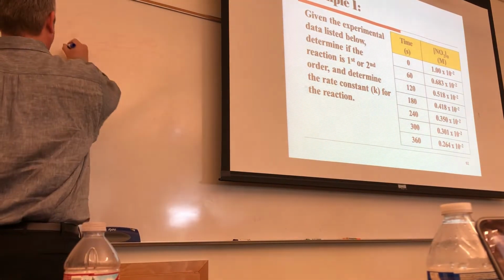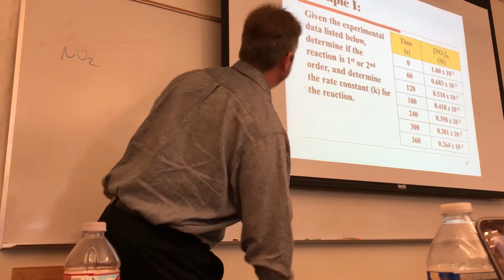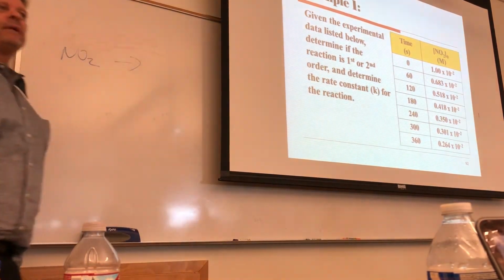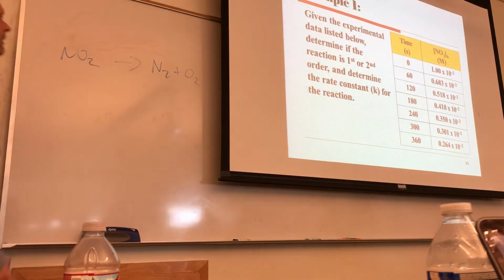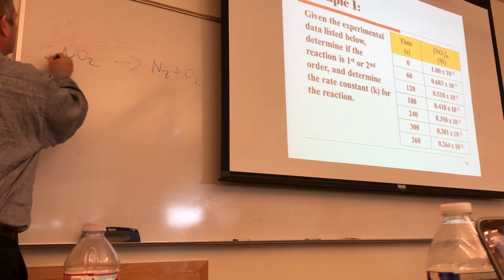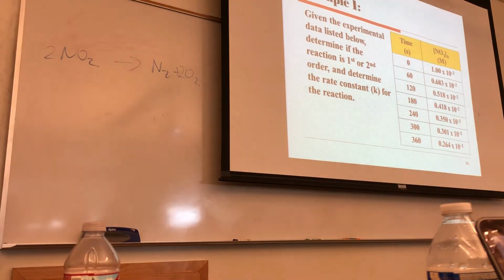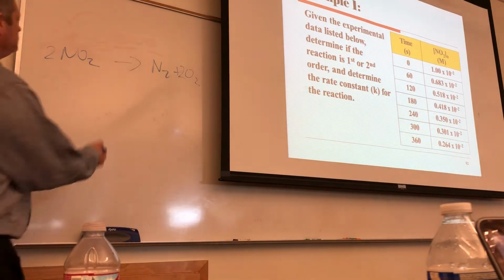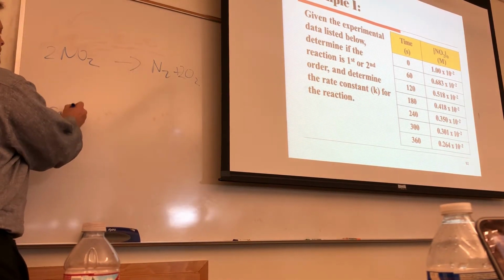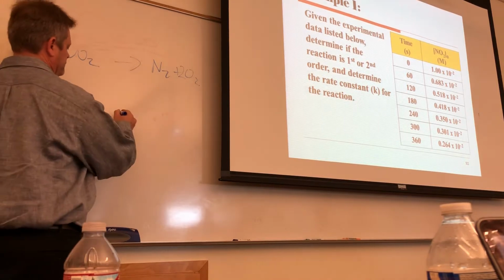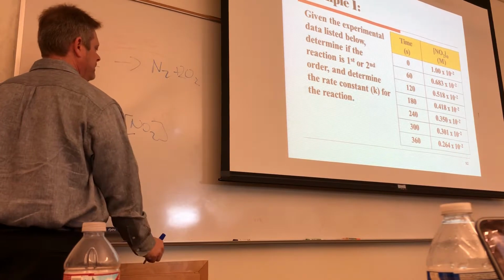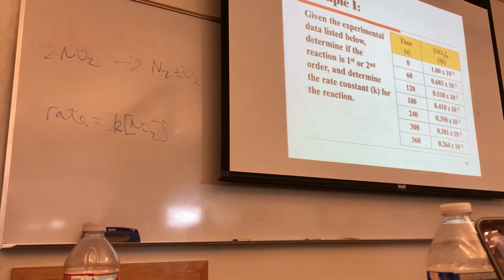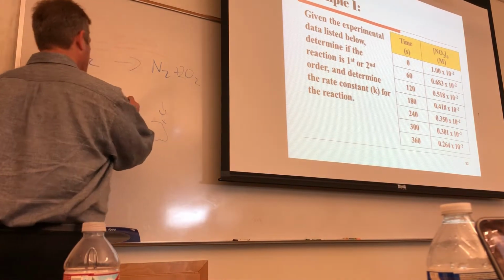So I can say I have NO2 going to something. Maybe it's going to N2 plus O2 if it's breaking down. So then I've got to balance it, 2 and 2, and then probably this is what's happening. Now, I want to know the rate of this. Rate equals what? Concentration of NO2 to the power X, I don't know. So what is this asking me to find? It's asking me to solve for this and this.